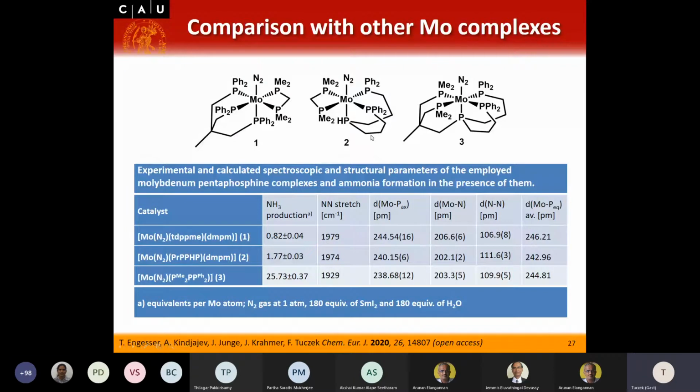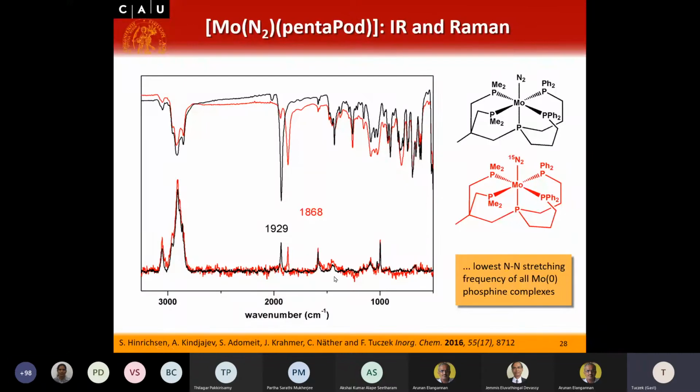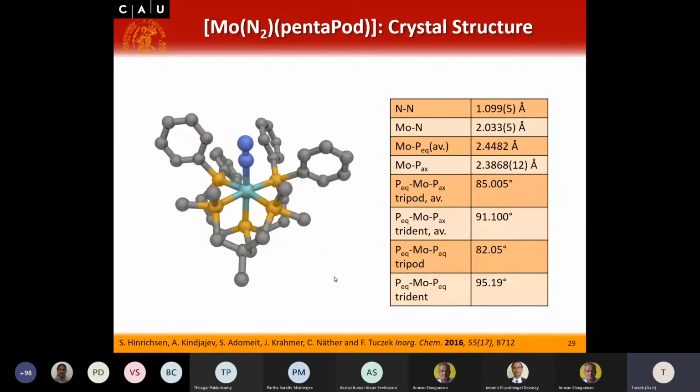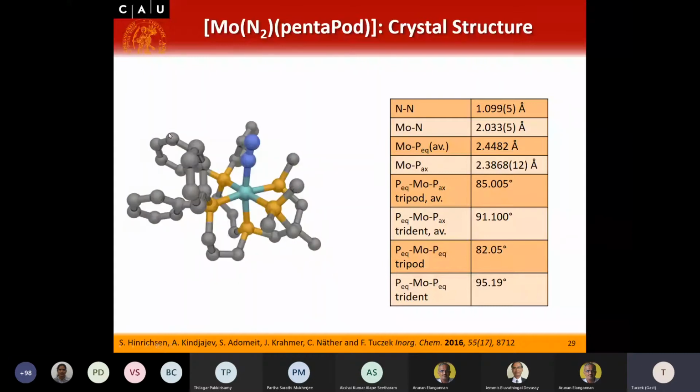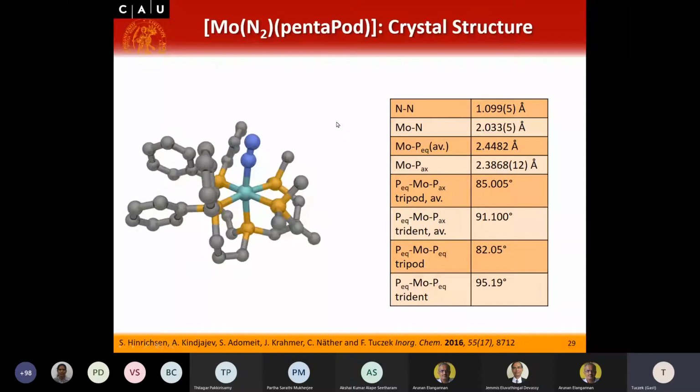So this complex you know already. It has this tridentate ligand, and here this has a standard tripod with the MPM. And the most significant feature is that this complex here has the most activated ligand. So this NN stretch is very low, and as a matter of fact, it has the lowest NN stretching frequency of all molybdenum 0 complexes. So certainly one important point is the strong activation of this N2 ligand in this pentapod system.